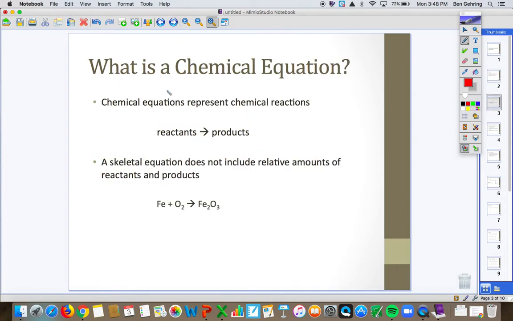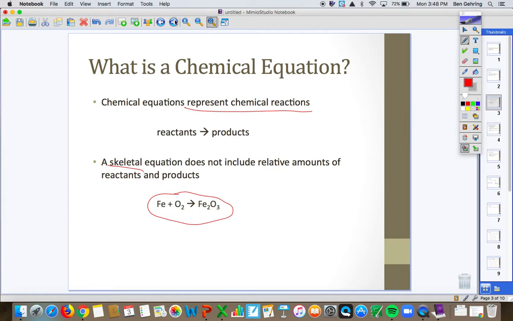So here we go. A chemical equation represents chemical reactions. You have reactants on the left, you have an arrow, and you have products on the right. We have what is known as a skeletal equation, which doesn't include amounts of reactants and products. For example, I have iron plus oxygen produces Fe2O3. You should be able to name this. So we are going to uncross our subscripts, and we're going to get iron(III) oxide here. So that is iron plus oxygen produces iron(III) oxide.